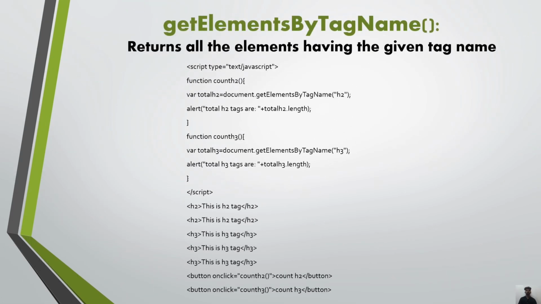Next, getElementsByTagName. It returns all the elements having the given tag name. The example for tag name: create an HTML document using H1, H2 and H3 elements, and use scripting to call document.getElementsByTagName.